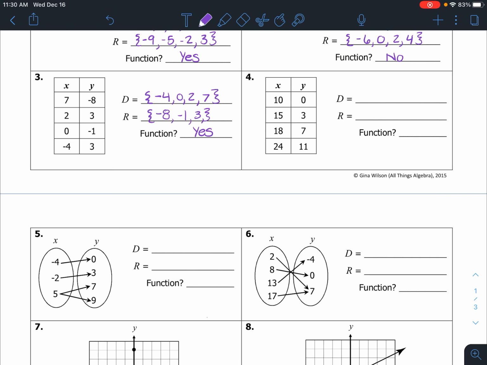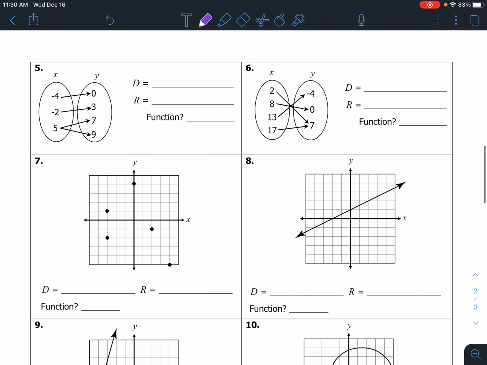Okay, let's look at a mapping, which is like these two ovals here. So my domain is going to be the x values: negative 4, -2, and 5. The range is going to be the y values, so 0, 3, 7, and 9.